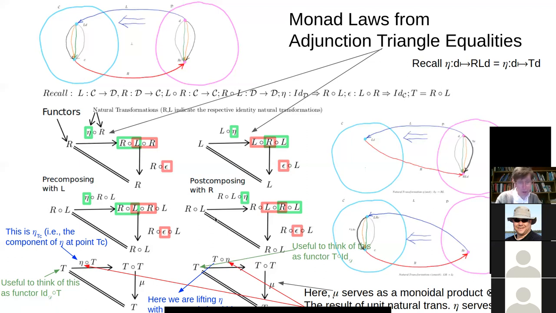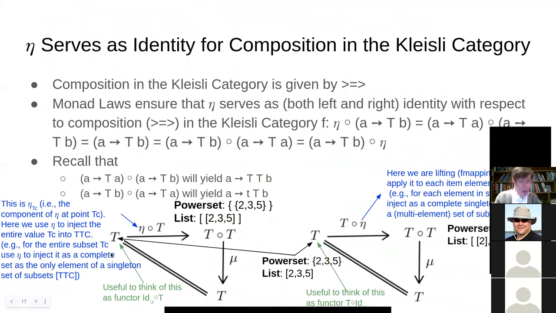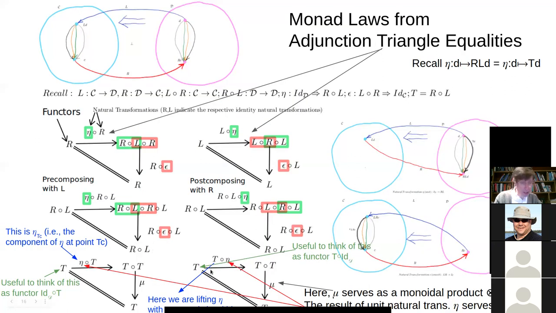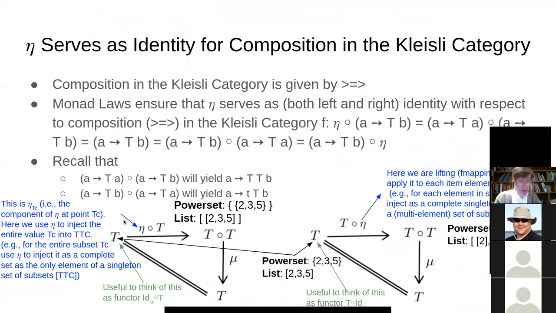And you get a similar thing with post-composing with R here. You basically put R on each side over here, and you get this law. But I want to explicate this a little bit more. So you go from monad adjunction triangle equalities to monad laws, but this could be a little bit opaque. So I want to take this last one and explain it a little bit more in concrete terms.